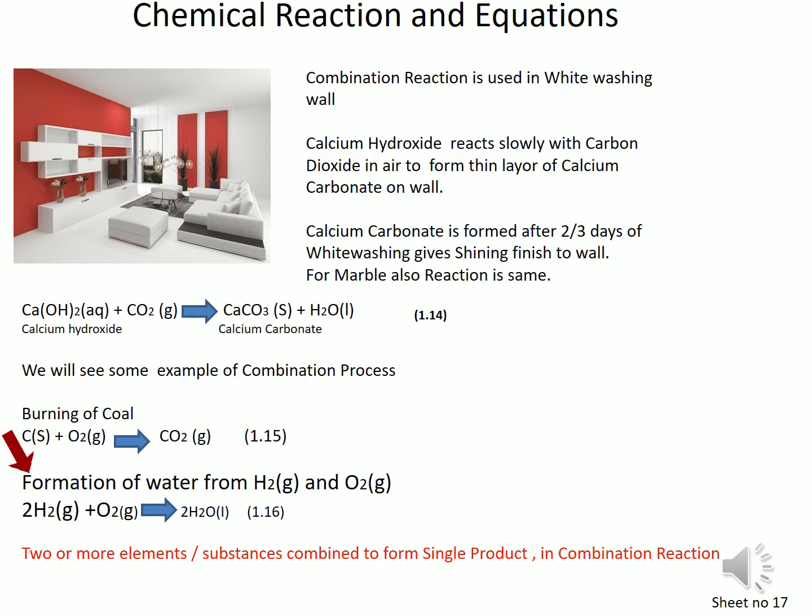Similarly, when hydrogen in gaseous form reacts with oxygen in gaseous form, it forms 2H2O, that is water, plain water in the liquid state. So here also two elements are interacting with each other to form one product. So this is again a combination reaction. So when two or more elements or substances combine to form a single product, it is a combination reaction. Okay.